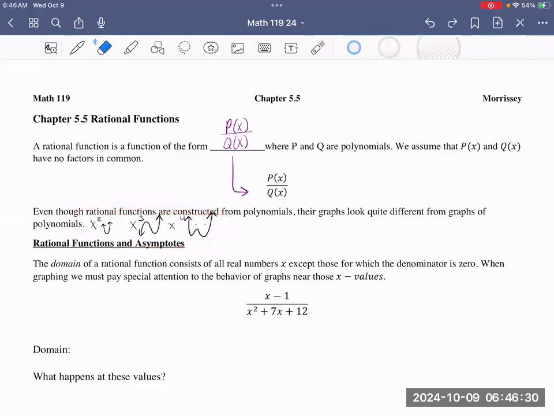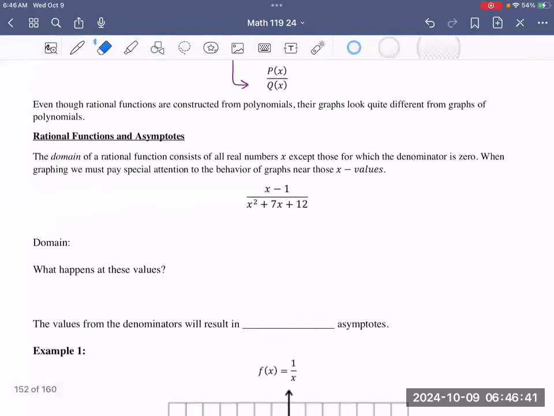However, for us, our rational functions will not take on this specific look. Instead, they're going to look a little bit more complicated. So it says the domain of a rational function consists of all real numbers except those for which the denominator is 0. That's just another way to say that we don't want to divide by 0. We don't want 0 in the denominator. We want to find, well, what would that be?